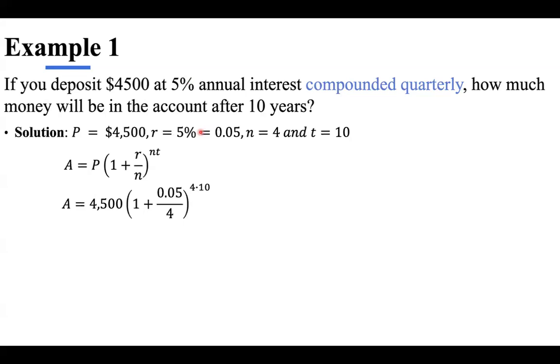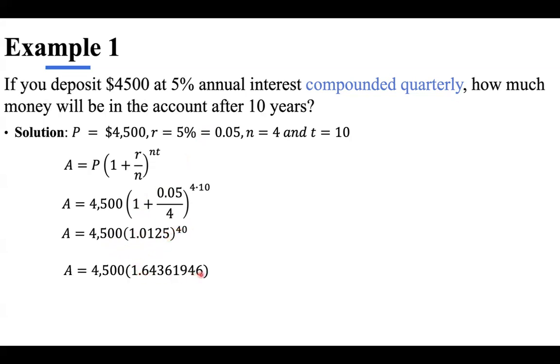Plug in everything that you know, and then use the order of operations. So simplify what's inside the parentheses first, and then the exponent would be next. We cannot multiply those numbers. That's not right. So you do the exponent first.